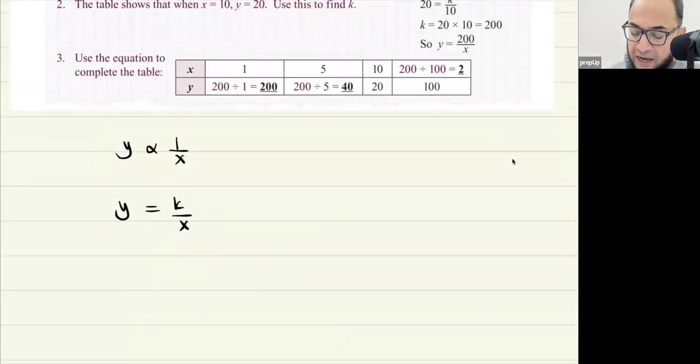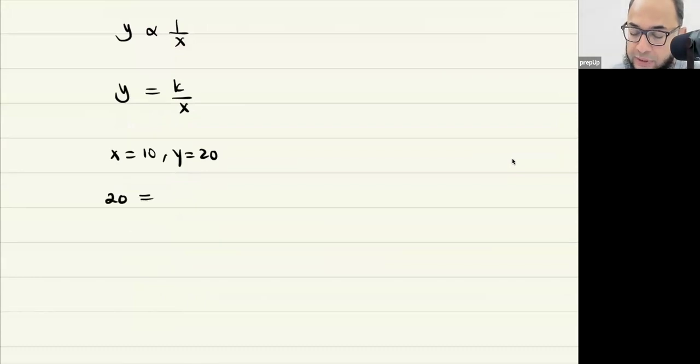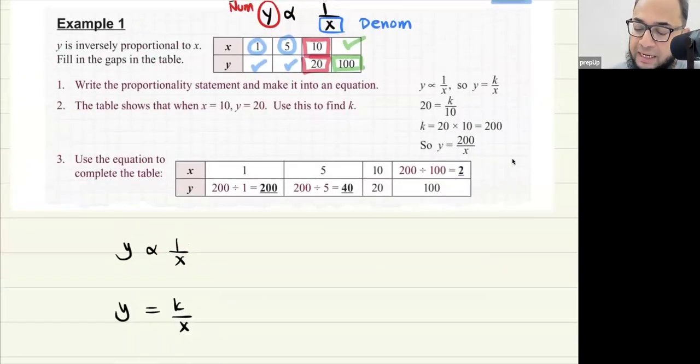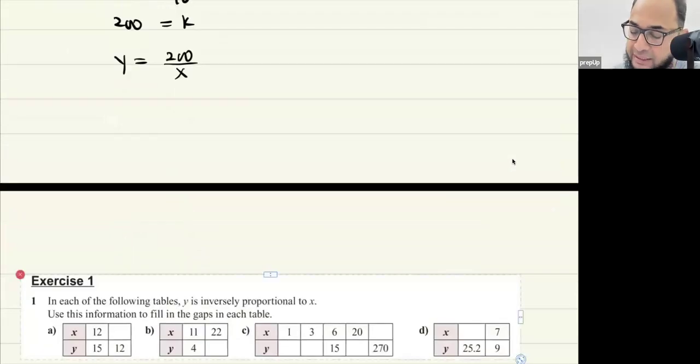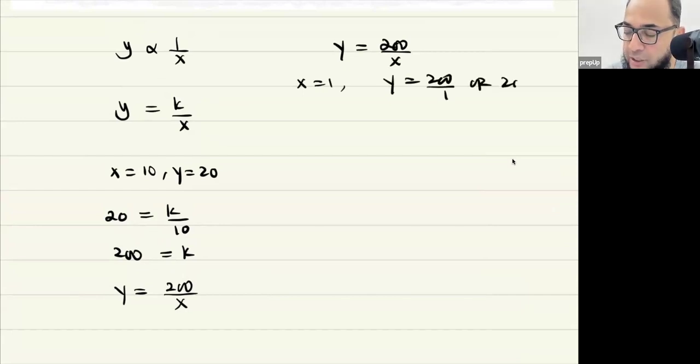Now, first of all, when x is 10, y is 20. That is given over here. So 20 is equal to k over 10. Therefore, 200 equals k. Therefore, the equation is y is equal to 200 over x. Now, if I plug in 1 and 5: y is equal to 200 over x. When x is 1, y is 200 over 1, which is 200. When x is 5, y is 200 over 5, which is 40.